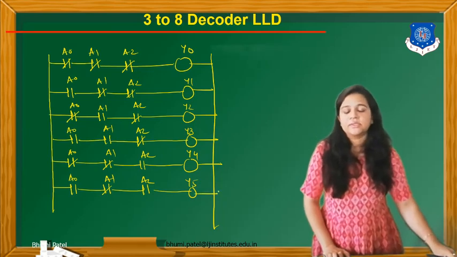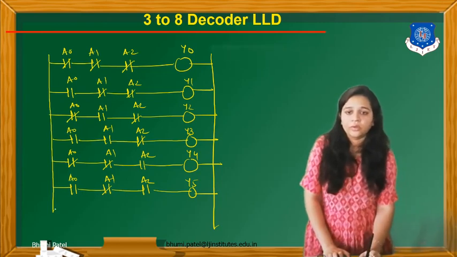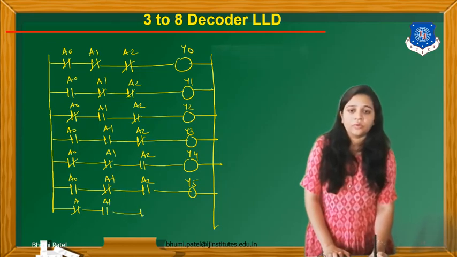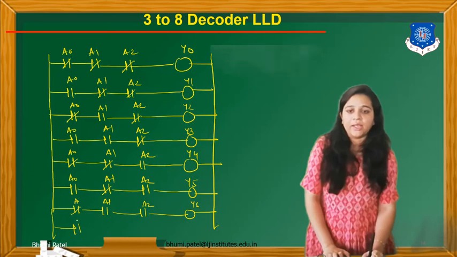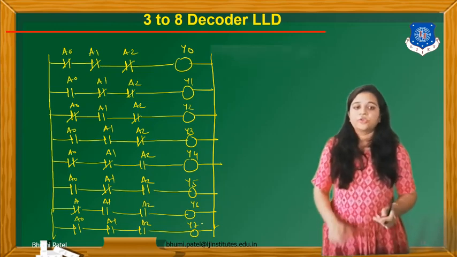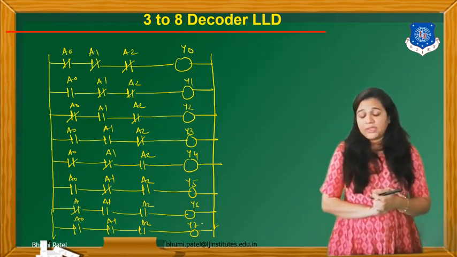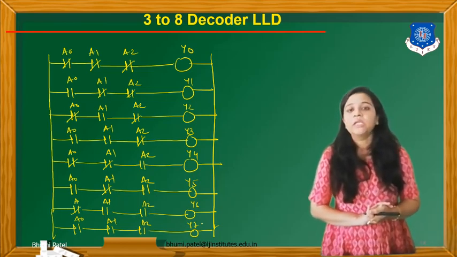What is Y6? Y6 is A0', A1, A2. This is my Y6 output, and for the last output, all the inputs will be high, so we put normally open contacts A0, A1 and A2, and this is my Y7 output. So using the Boolean expressions, we have easily drawn the ladder logic diagram of the 3 to 8 decoder.